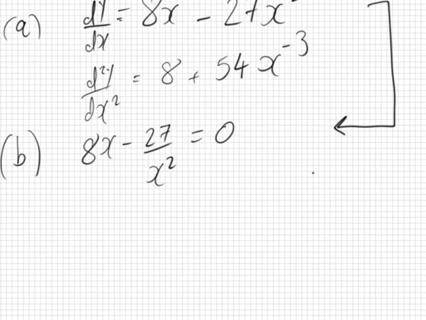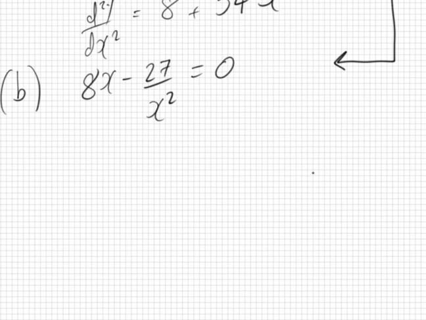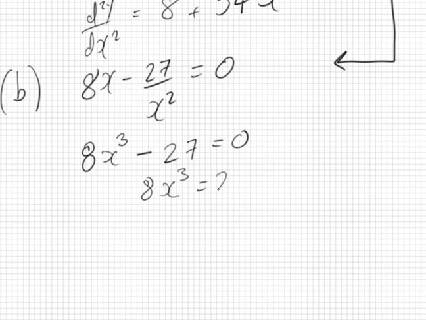Okay, we're doing revision. So yes, this year I feel like multiplying everything by x squared. Last year, take it to the other side. So multiplying everything by x squared, what do I get? 8x cubed minus 27 equals 0. So 8x cubed equals 27. So x cubed equals 27 over 8. So x equals 3 over 2.